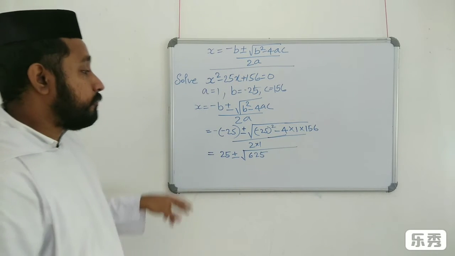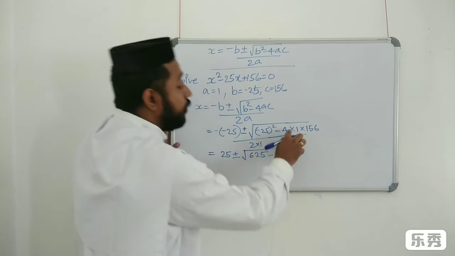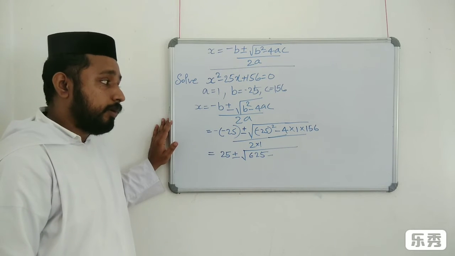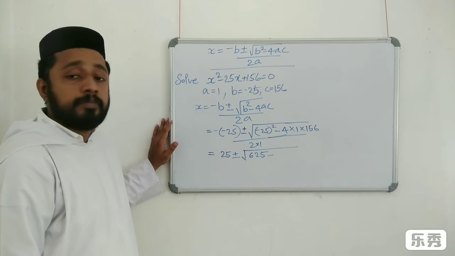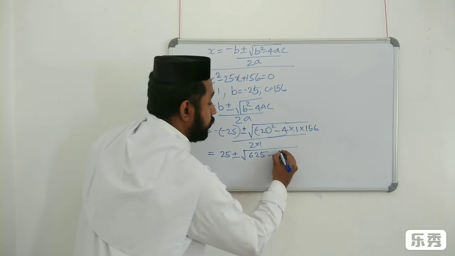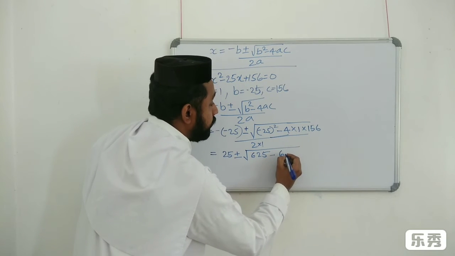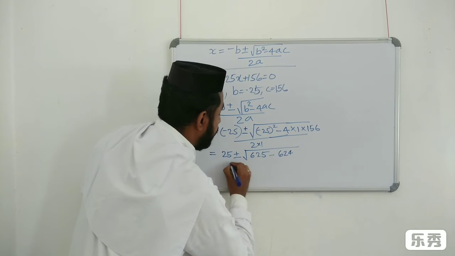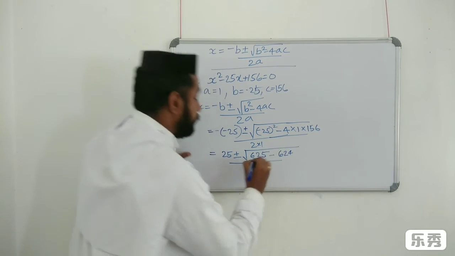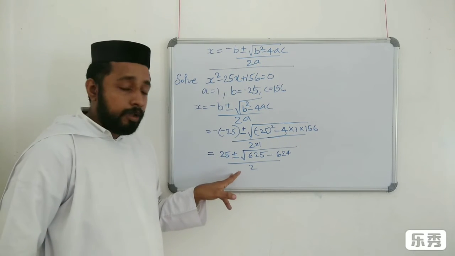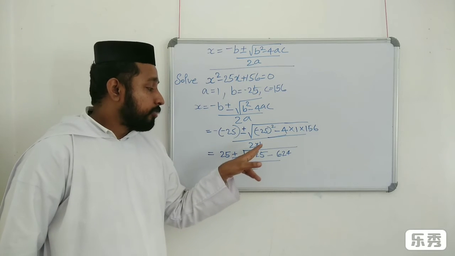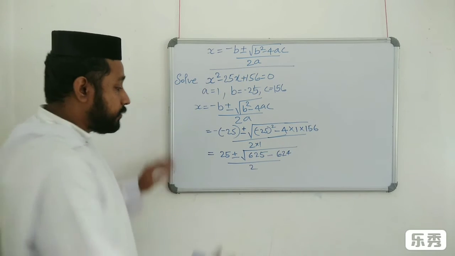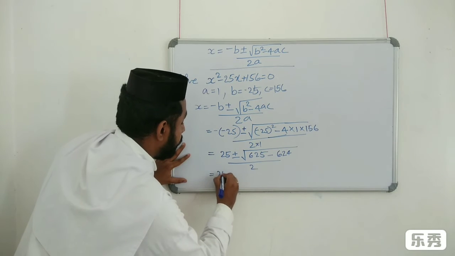So we got 625 minus 4 into 1 into 156. 4 into 1 is 4, and 4 into 156 means 624. So when we multiply 4 into 1 into 156, we get 624, divided by 2 into 1. So we got 25 plus or minus root of 625 minus 624 by 2.